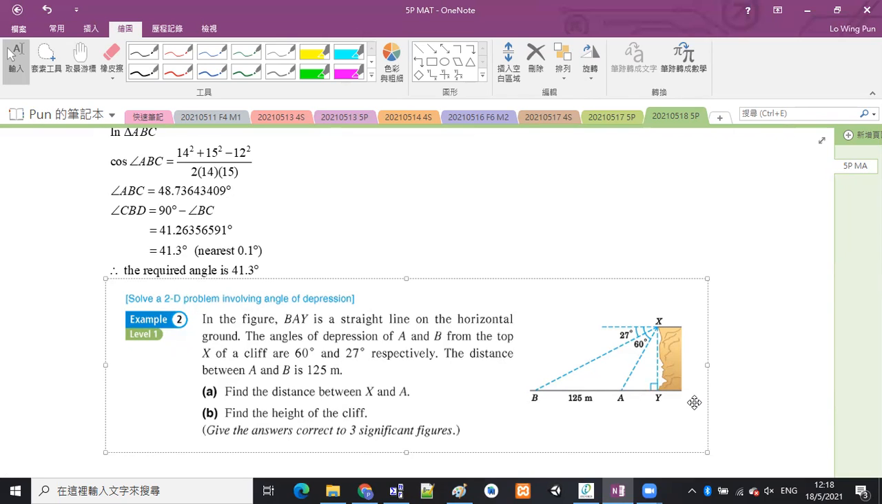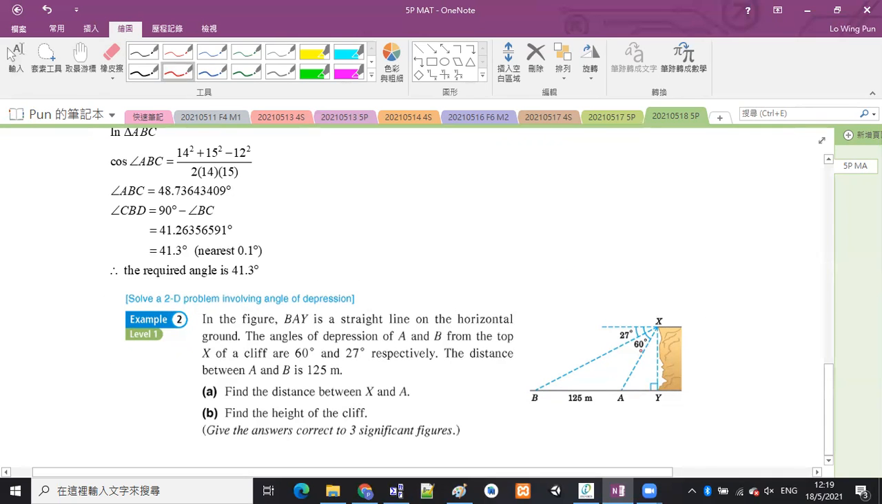Okay. But do we have more information for triangle XAB? In fact, yes, we can find more information. Can you see that angle BXA? This angle BXA can be found. This one. How to find this angle? 60 minus 27, and the answer should be 33. Okay, so this one should be 33 degrees. Okay.